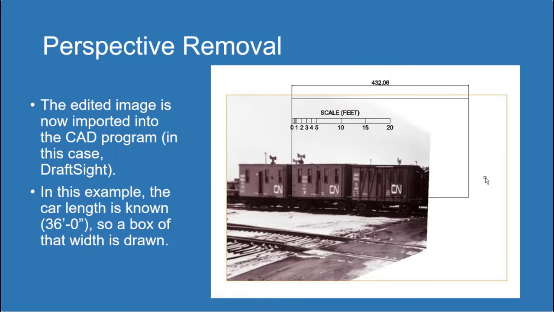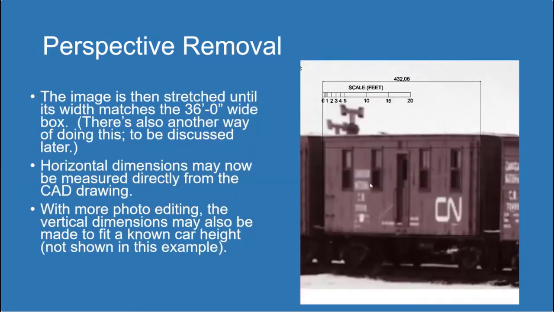So in this case, we knew that the prototype car had a width of 36 feet. So I drew a box 36 feet or 432 inches wide. And I also put a scale on. And the next thing I did was I stretched the image until the width of the photo matched the 36-foot width of the box. And horizontal dimensions may be now measured directly right off the CAD drawing.